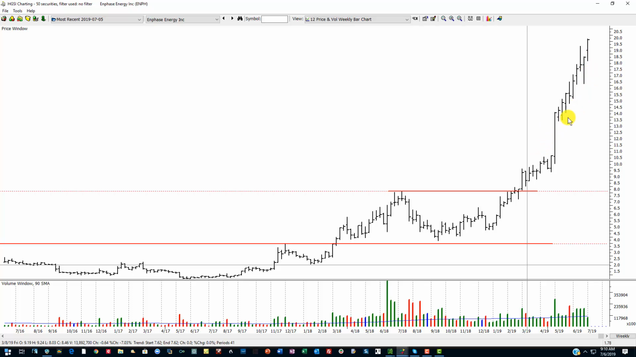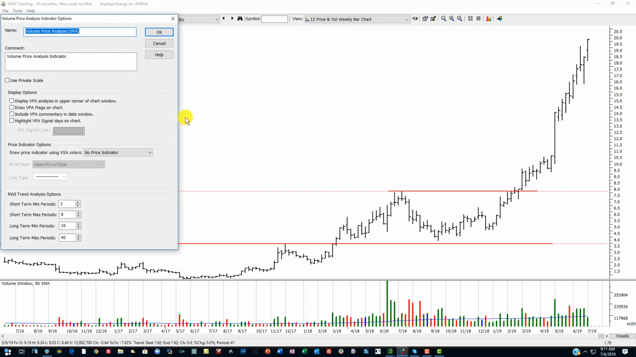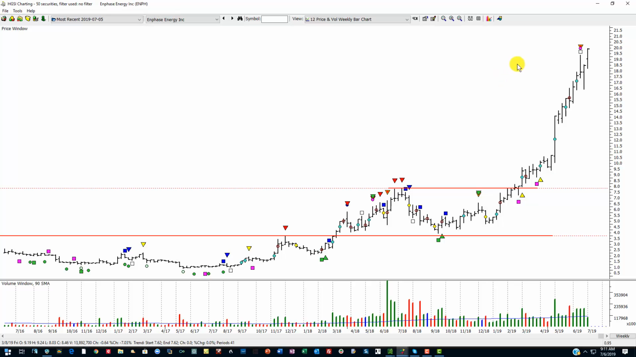But these bars give us a very good idea if demand is overcoming supply, and that's what VSA and VPA and Wyckoff is really all about. And then you bring the volume into play also. Now, just out of curiosity, you can edit the indicator, go to volume price analysis with your right click. You can draw the VPA flags on the chart, and let's see how they correspond here.